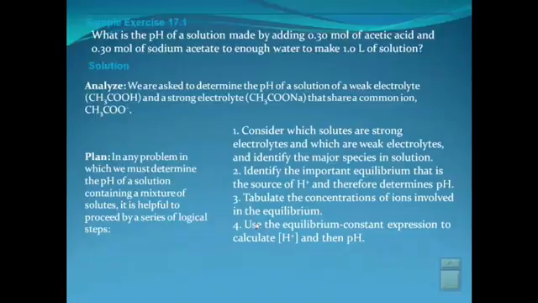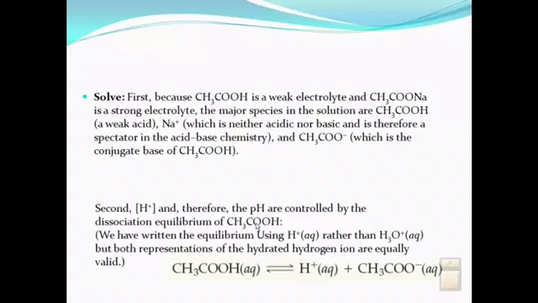Number 3. Tabulate the concentrations of ions involved in the equilibrium, using an ice table typically. And number 4. Use the equilibrium constant expression, your Ka, to calculate your concentration of H+ and therefore your pH. Alright, so 4 steps. You've got to have them memorized. This is the common ion effect. Here we go.